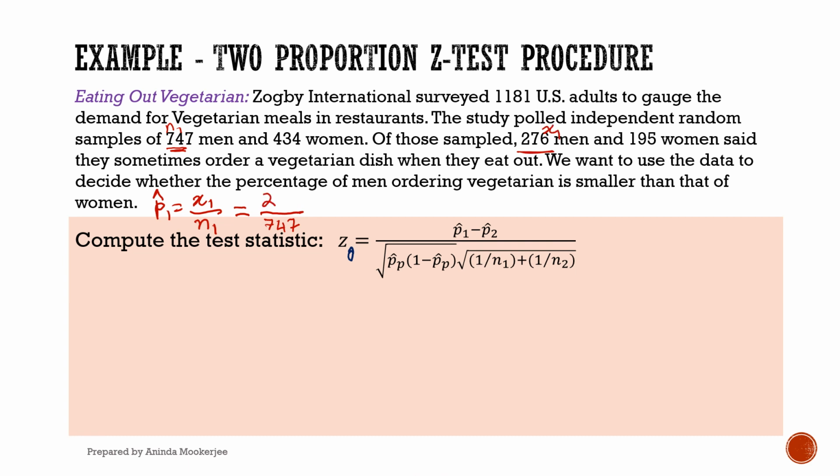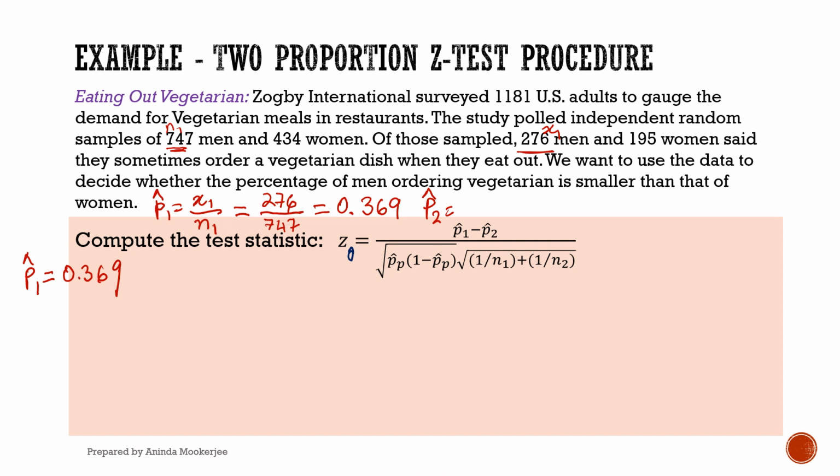So I'm going to put 276 for x1 and we will come up with a value of p hat sub 1 of 0.369. All right, that's our p hat sub 1. I'm going to write that here. P hat sub 1 is 0.369.